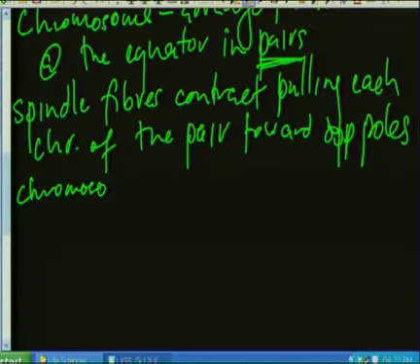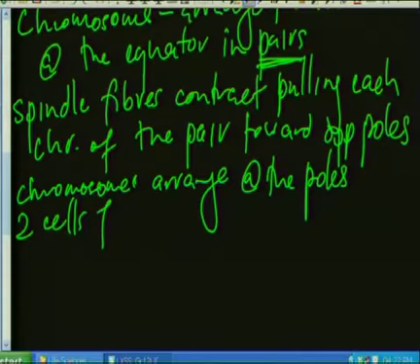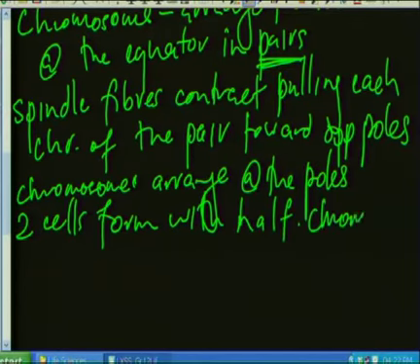Then the chromosomes arrange at the poles. Remember, because the question spoke about the chromosomes only, there's no need to talk about the other stories. But you can, if you want to make it more complete, say the nuclear membrane reappears, the cell pinches up, and you now have 2 cells. And it's important, this last part: 2 cells form with half the chromosome number. And that brings us to the end of meiosis 1.